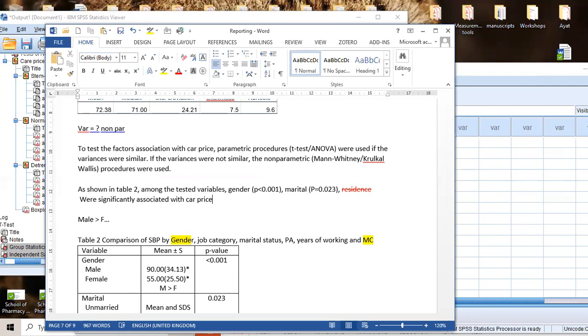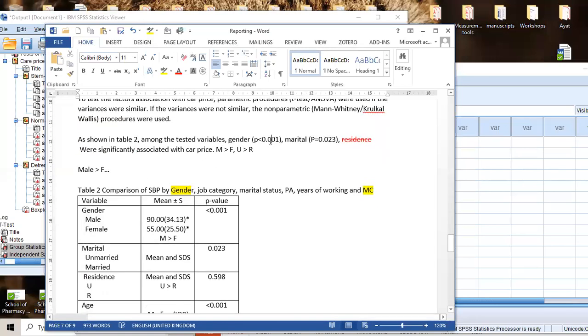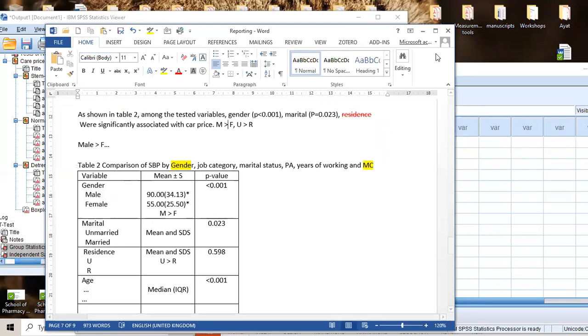Let's explain. Who's higher? The male's higher, right? Yes. There's more than females. Let's say urban, more than rural, whatever it is. Explain how they differ. Are we clear?